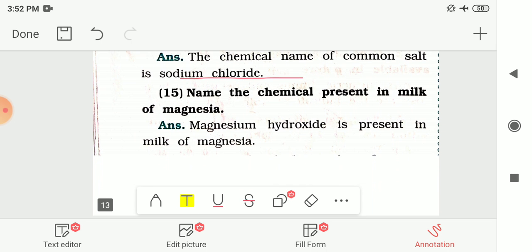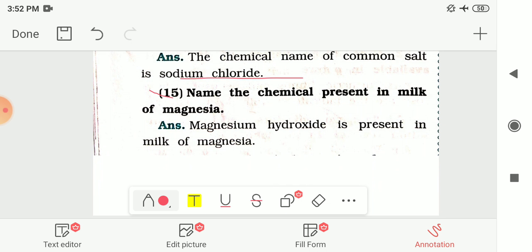Next is 15th number. Name the chemical present in milk of magnesia. What is present in milk of magnesia? So this magnesium hydroxide is present in the milk of magnesia.